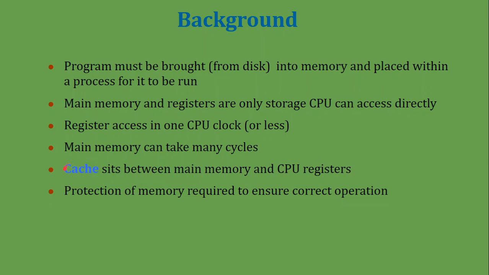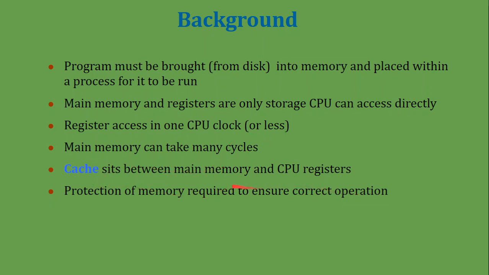Cache memory sits between the main memory and the CPU registers. That means the size of the cache is between the main memory and the CPU, so naturally the cycles required to access the cache are also between the cycles required for main memory and for registers.